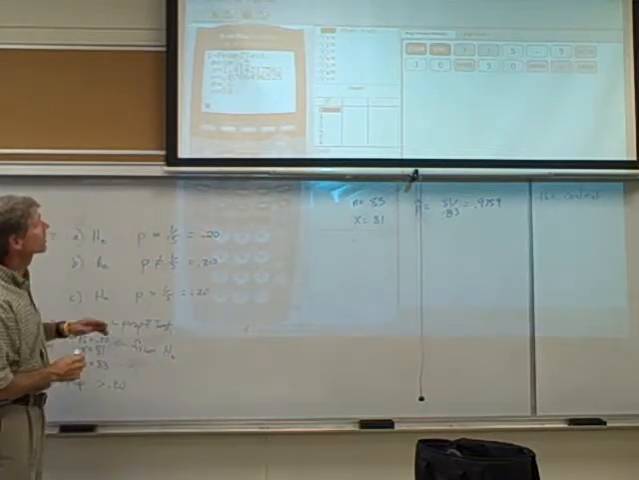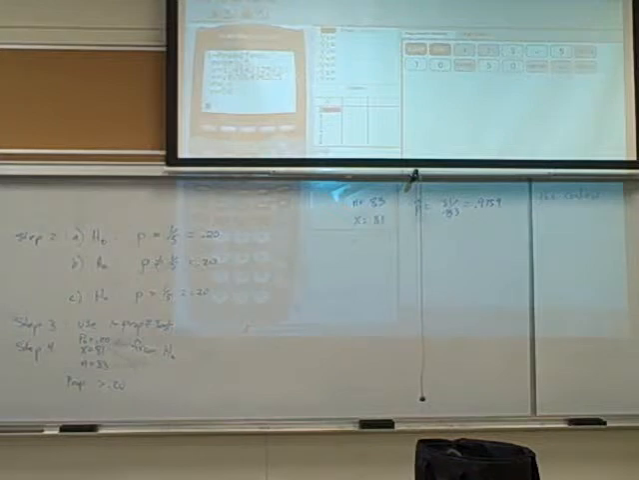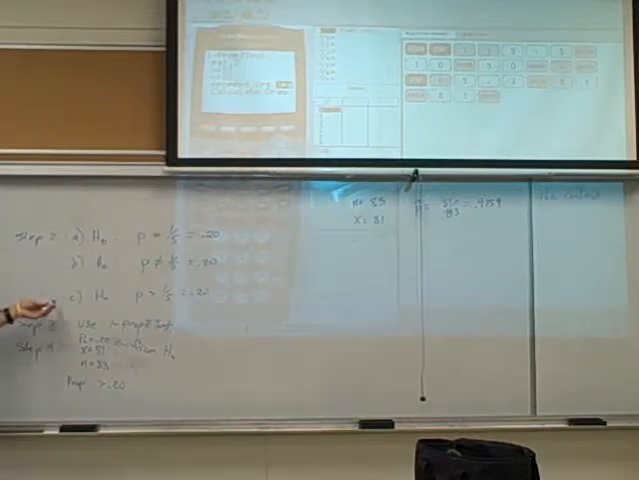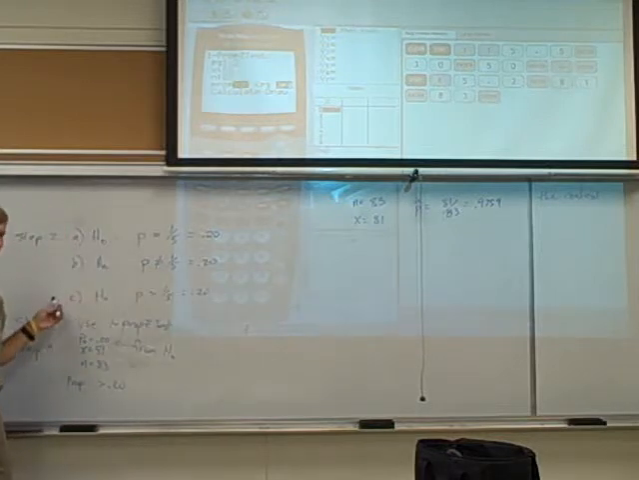Okay, so go to the calculator. Let me do it up here. Stat, then test. Then the fifth one down is one prop z test. P0 is 0.2. X is 81. And N is 83. They ask us to do this one in part B.